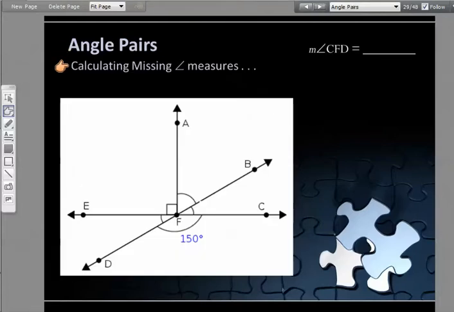Okay, angle pairs, calculating missing angle measures. The first one over here says, what's the measure of angle CFD? So you remember I like to go and find out where my angles are. Here's CFD. Looks like to me it's 150 degrees. It's already been given to us. Oh, I must have been going to write these in. I thought I already had the answer set.